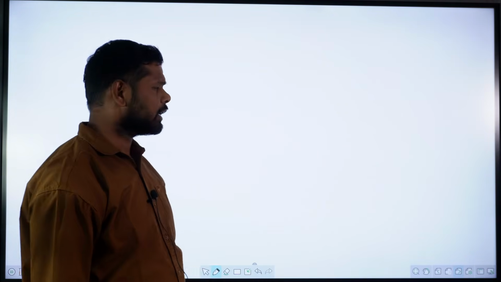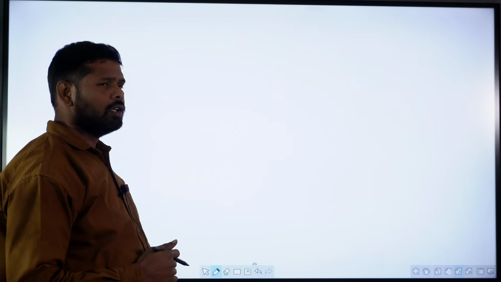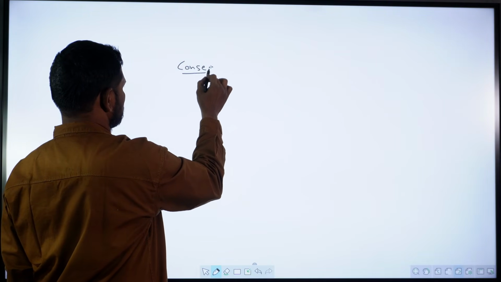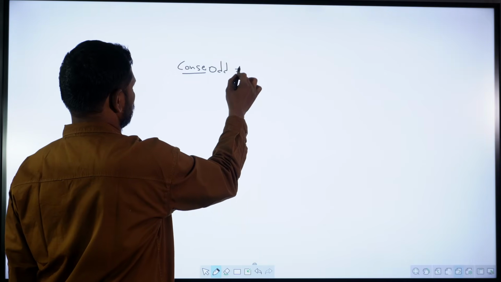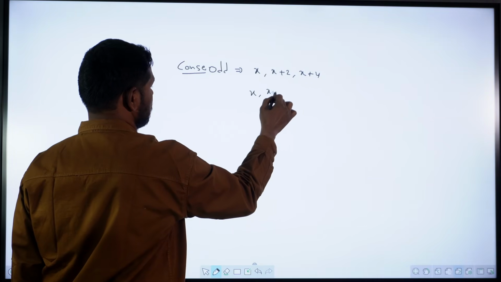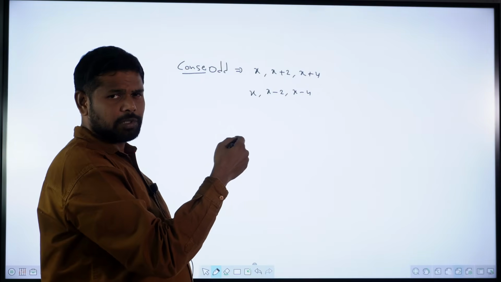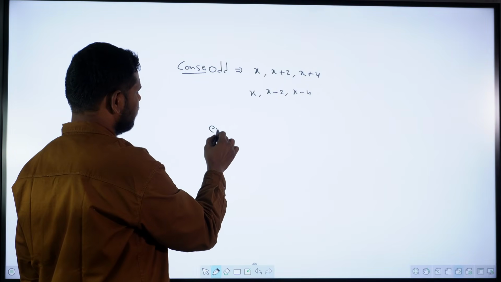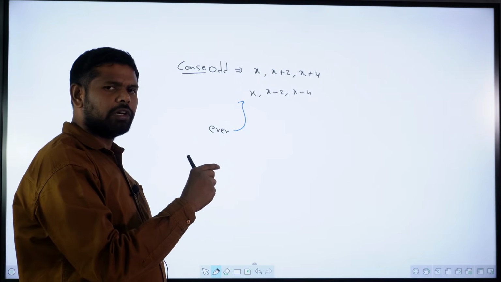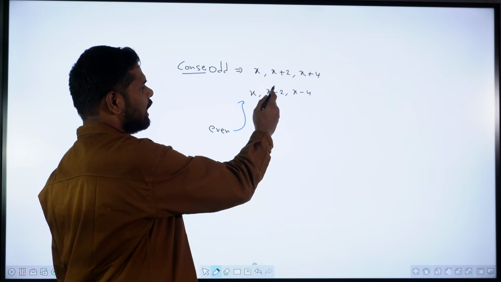Next, cubes, squares. Similarly, consecutive odd numbers I already discussed in the last class. Consecutive odd numbers, we write x plus 2, x plus 4, or x minus 2, x minus 4. Both are correct, or n minus 2, n plus 2, whatever it is. Consecutive even numbers are also represented the same way, because the difference between any two consecutive even numbers is also 2.